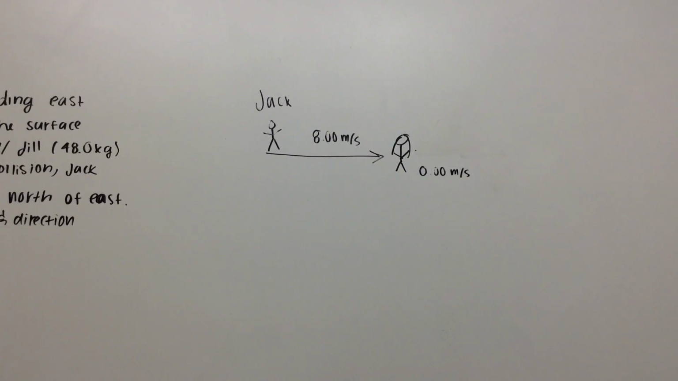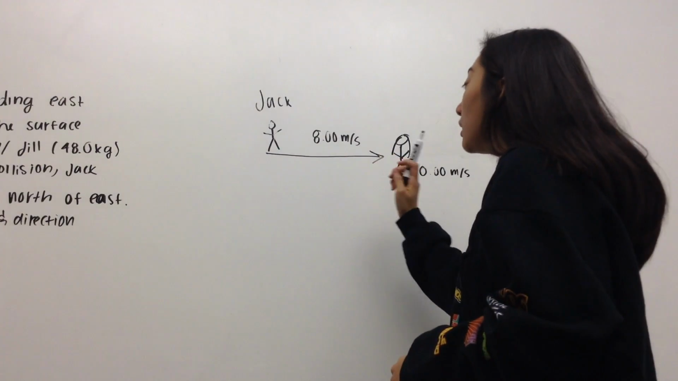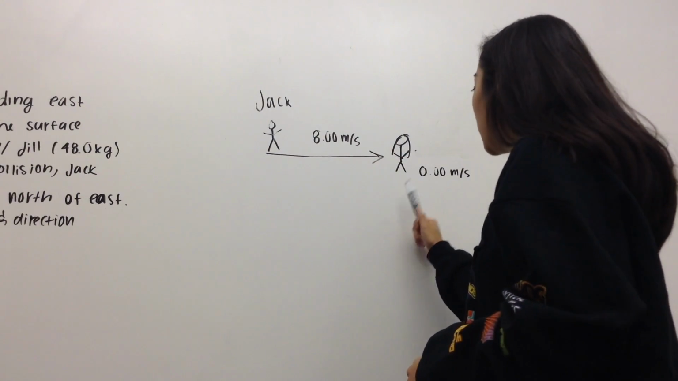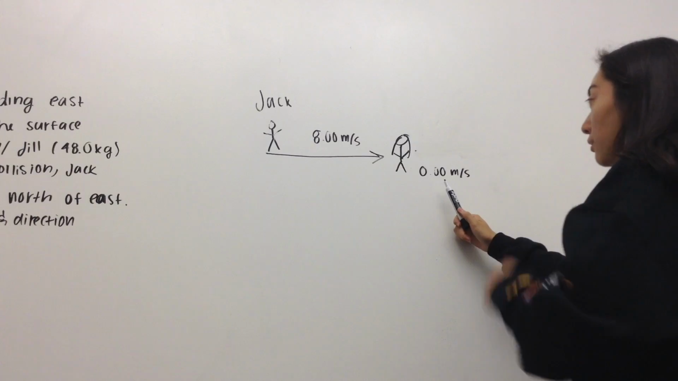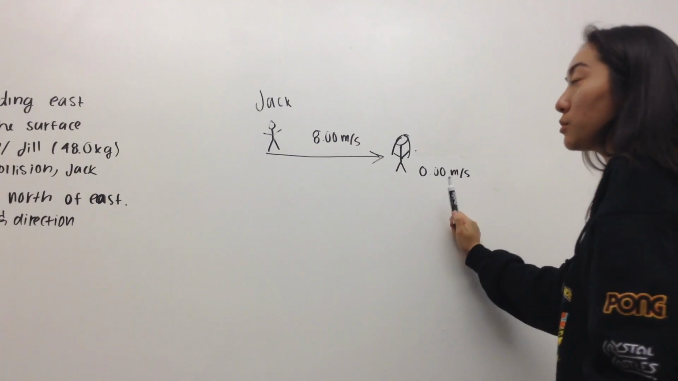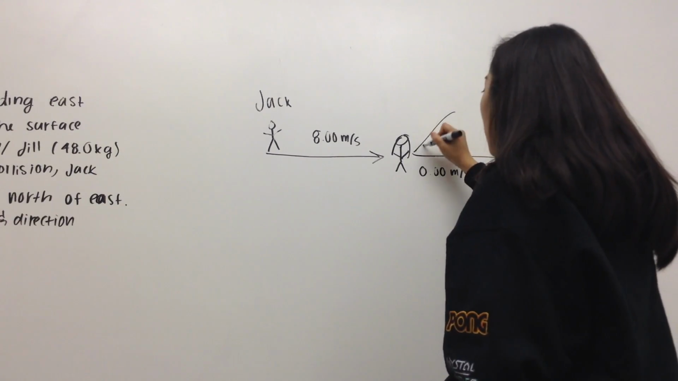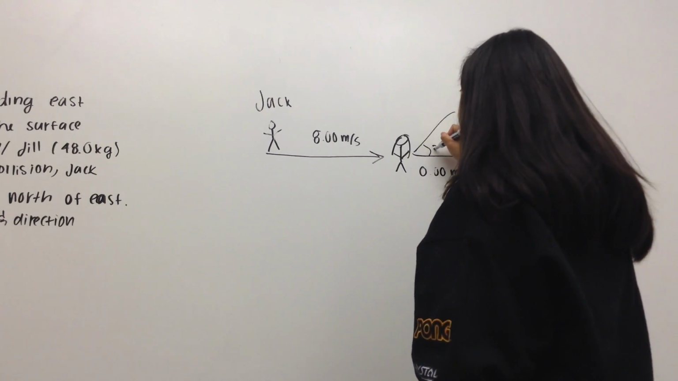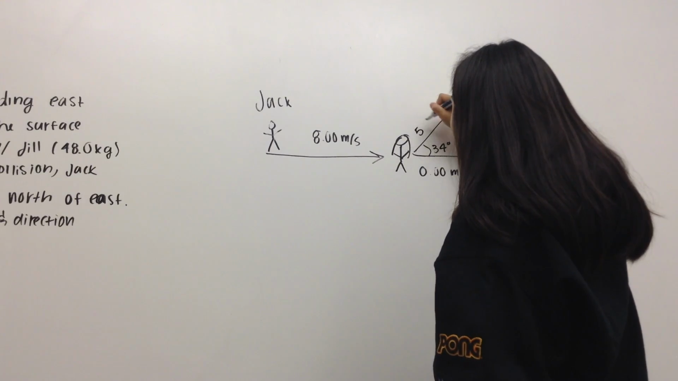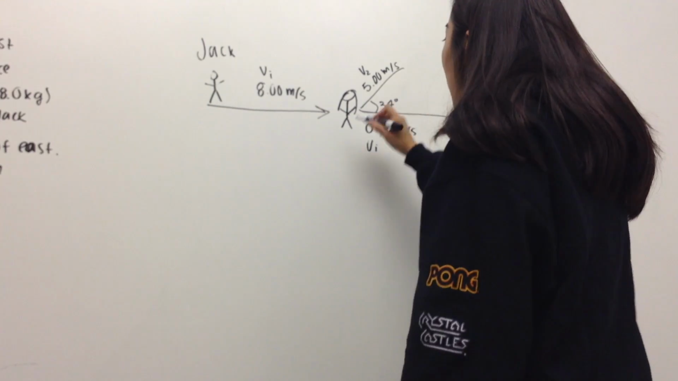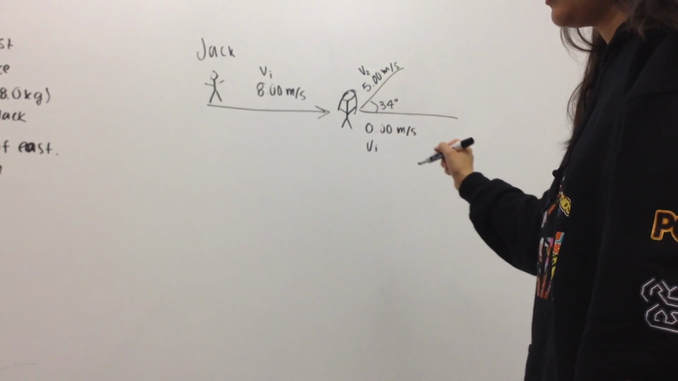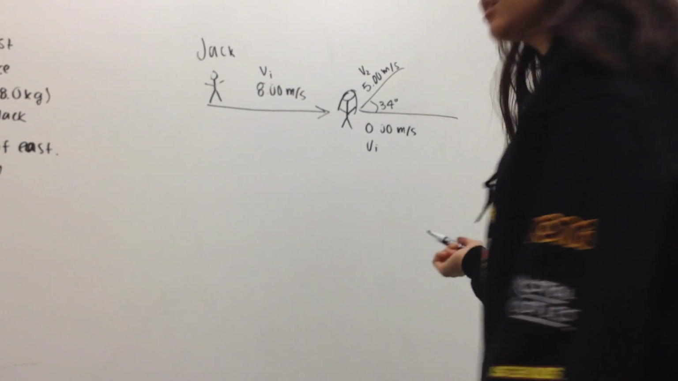Okay, so here I have Jack, who's traveling east at 8 meters per second, and he collides with Jill, who's initially at rest, so her initial velocity is 0 meters per second. After the collision, he's traveling northeast at an angle of 34 degrees, at 5 meters per second. They have different velocities. You know that it's an elastic collision.